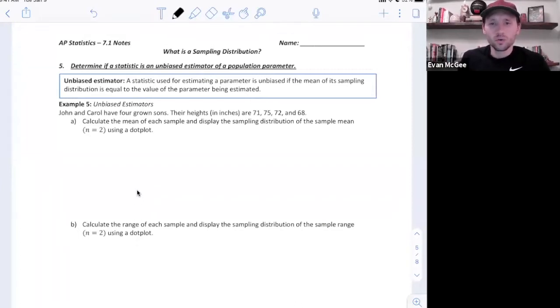John and Carol have 4 grown sons. Their heights in inches are 71, 75, 72, and 68 inches. Calculate the mean of each sample and display the sampling distribution of the sample mean using a dot plot. So what we need to do is create the sampling distribution. So we need to write out all possible samples from the population of 4 here. So it's a small population. And then write the means and create a dot plot to show the sampling distribution.